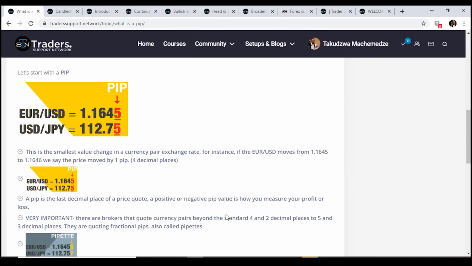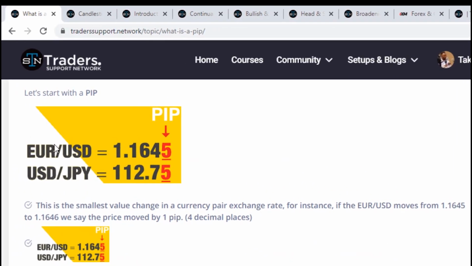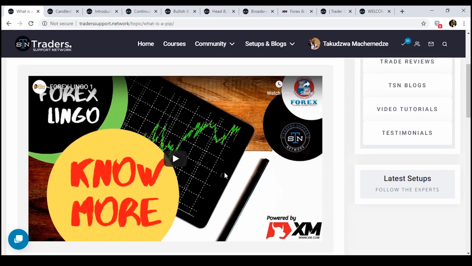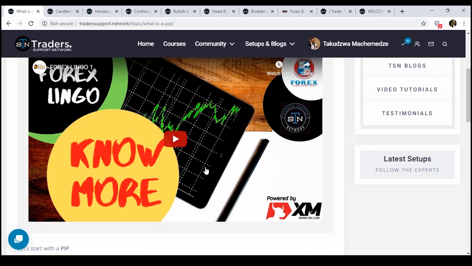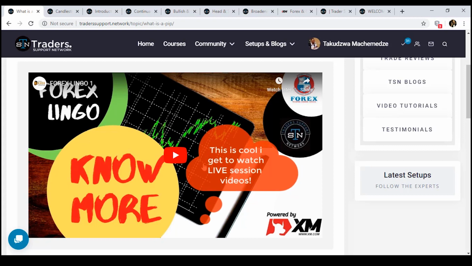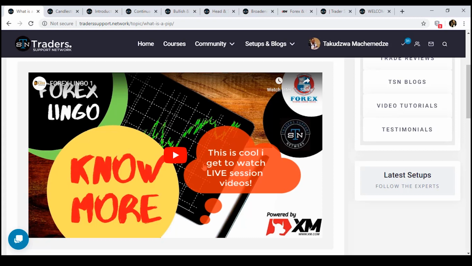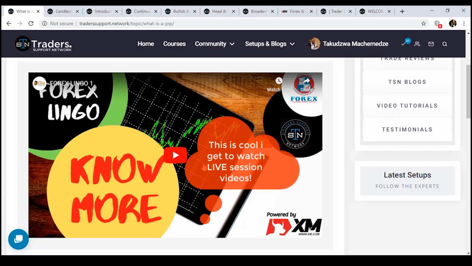Information like this is very vital in understanding how to trade the FX markets. For example, getting to know what is a pip. This is the smallest value change in a currency pair exchange rate. Understanding how to read this price is extremely essential. You also get a video at the beginning of the chapter, Forex lingo, and you have to watch that. It is very informative. This was taken from our live sessions, which are amazing and have a very dope vibe.